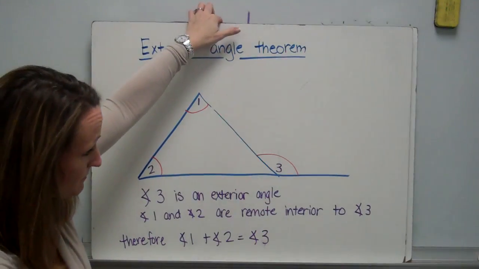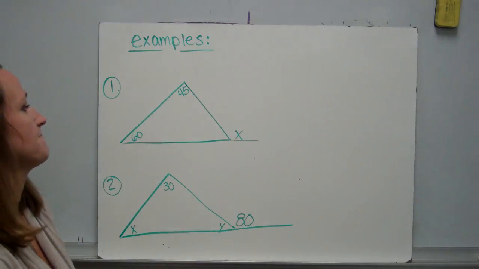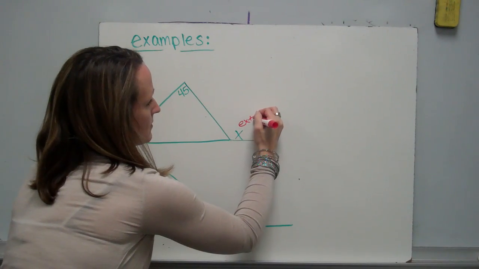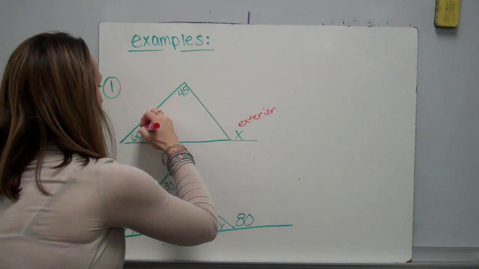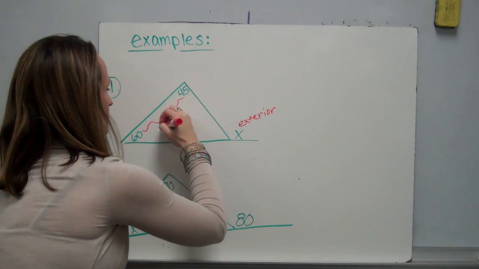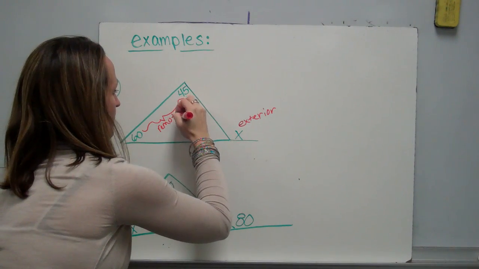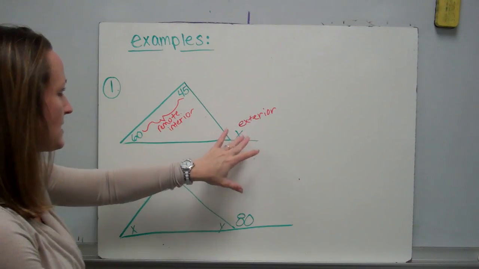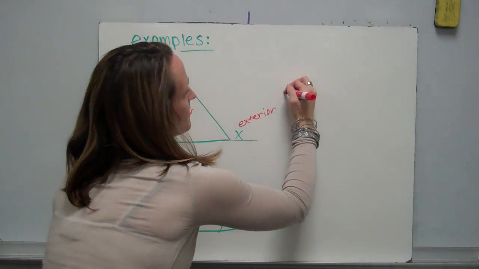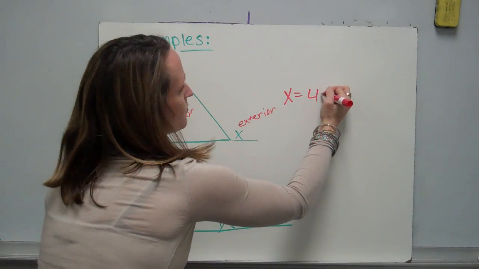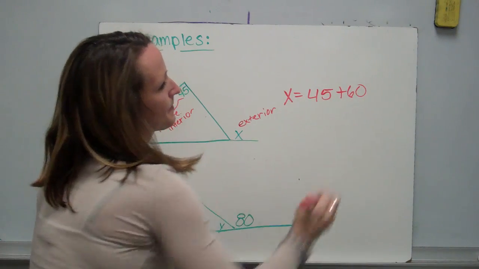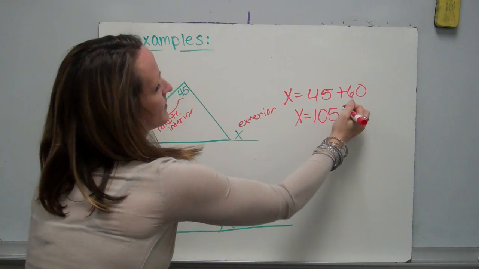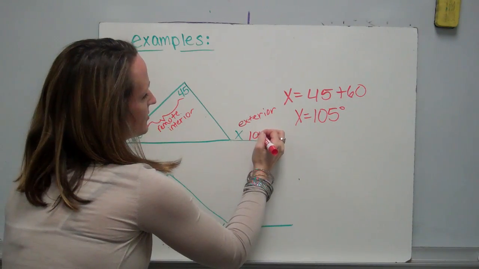So let's put this to work. Okay. This one's very simple. Here's my exterior. Here's my 2, what we call remote interior. So if we want to find x, x is equal to this plus this. So x equals 45 plus 60. So in this case, x equals 105 degrees. So this angle is 105 degrees.